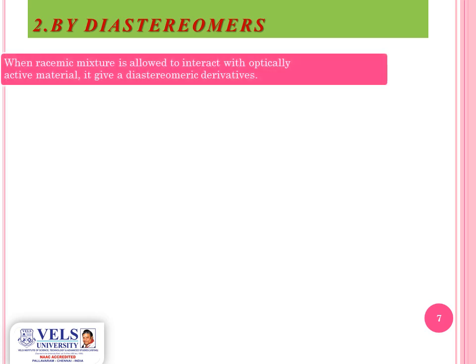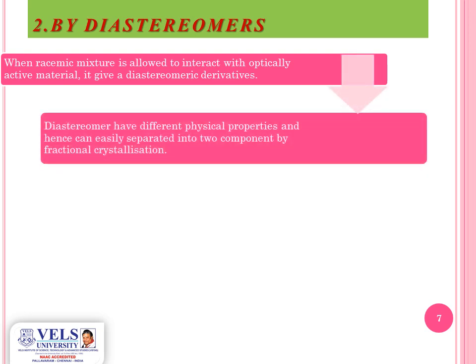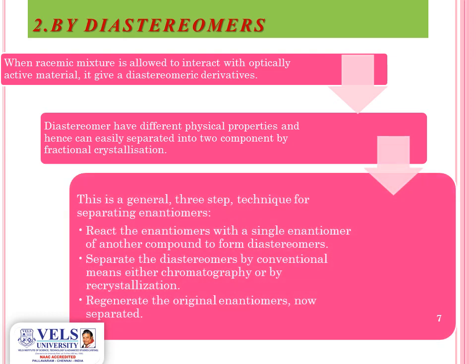Next method is by the formation of diastereomers. When the racemic mixture consisting of two enantiomers is allowed to react with an optically active material, it results in the formation of diastereomeric derivatives. Diastereomers have different physical and chemical properties, hence can be separated easily by either fractional distillation or by chromatography. So, diastereomer formation and its separation is generally done by a 3-step technique, which is clearly explained in the next slide.